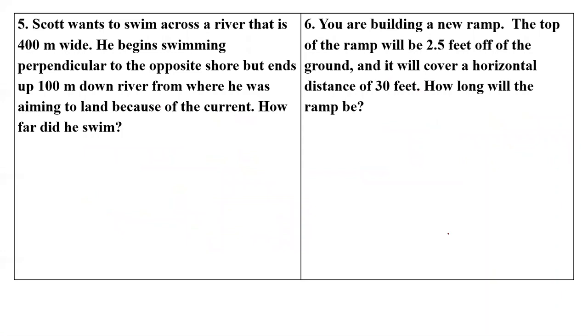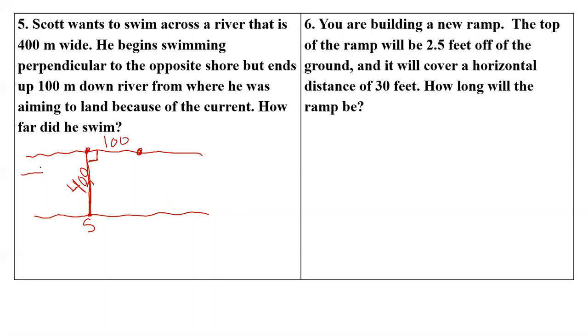These last two are a little tricky, especially number 5. So I will talk through this one, and I would like to draw the whole picture, right? Scott wants to swim across a river that is 400 meters wide. So here's my river. It is 400 meters across the river. And Scott is here, and he wants to go straight across. He begins swimming perpendicular to the opposite shore. So his goal, right, this is where he starts. This is where he wants to travel. He wants to land here, but he ends up 100 meters downriver.